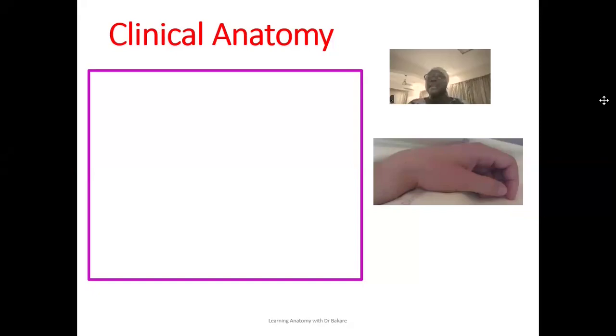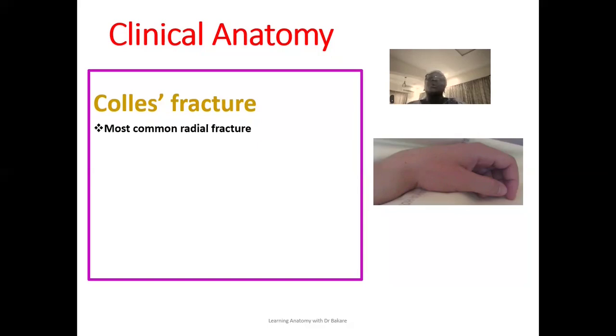Now let's go to clinical anatomy. Generally, we know that bones may get fractured. The most common fracture that is seen in the radius is the Colles' fracture. This Colles' fracture, we say, is a common radial fracture, and it is seen to occur around the distal region of the radius, which of course is around the wrist region. And it is seen to project a dinner fork appearance. And this is why it is so referred to as a dinner fork deformity.